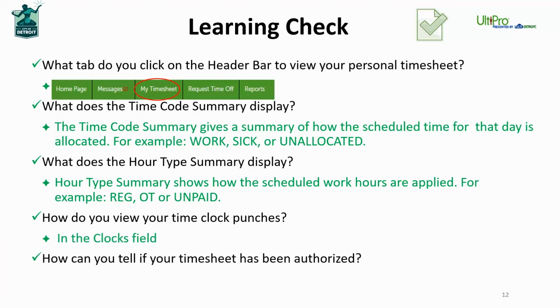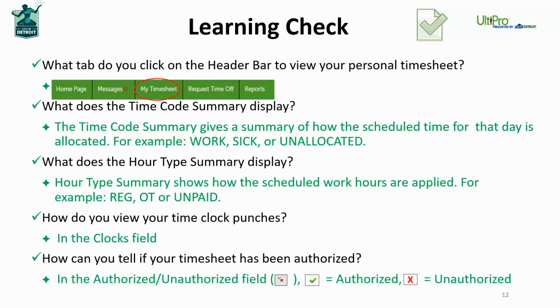How can you tell if your timesheet has been authorized? You want to see all checks for authorized on your timesheet. If there are any X's, that means portions of your timesheet were unauthorized and you need to see your supervisor.